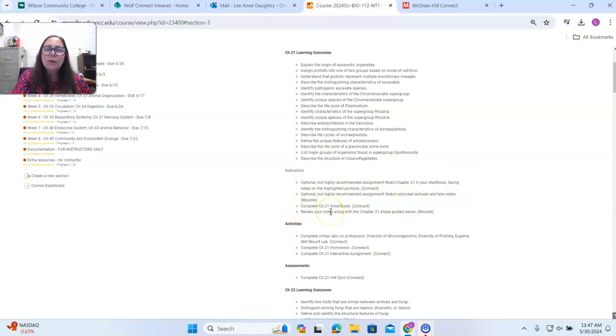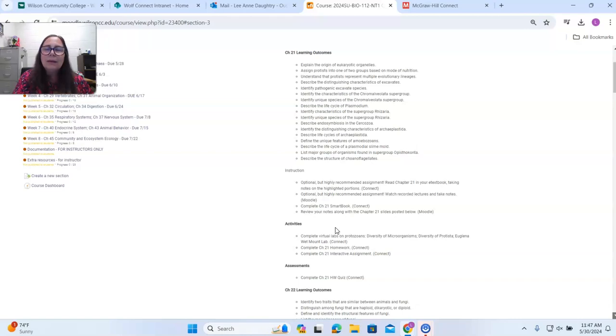Even if you don't, though, if you do the Chapter 21 Smart Book, that is graded, and I did notice a few of you did not do it, and it's probably because it takes a long time. But that is part of your instruction, to complete that Chapter 21 Smart Book activity. And you also will find, if you do the Chapter 21 Smart Book, it helps you learn the material.